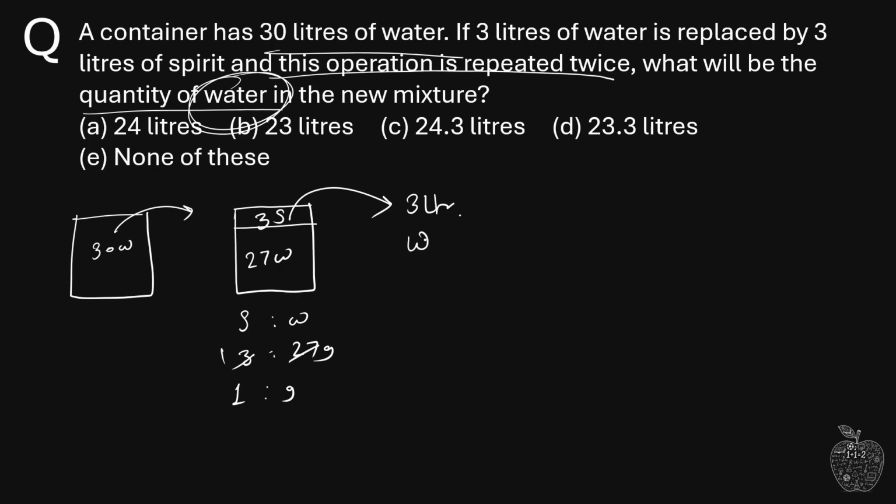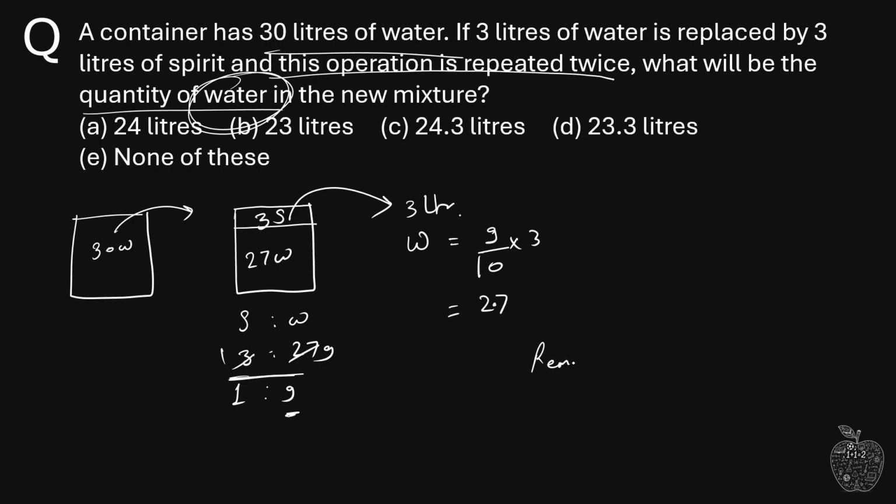So in order to find out how much water is there in this 3 liters, we know that in this 3 liters, the water and spirit ratio will be the same, 1:9, right? So that means water here is 9 parts out of total 10 parts. So water is 9 parts out of total 10 parts in this 3 liters. So that means I get 27 by 10, or I can say that water is 2.7 liters in this 3 liters. All right.